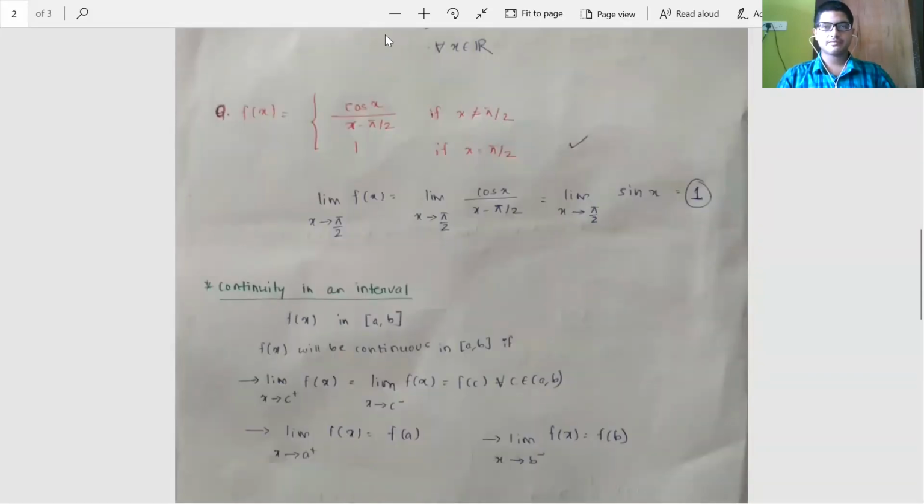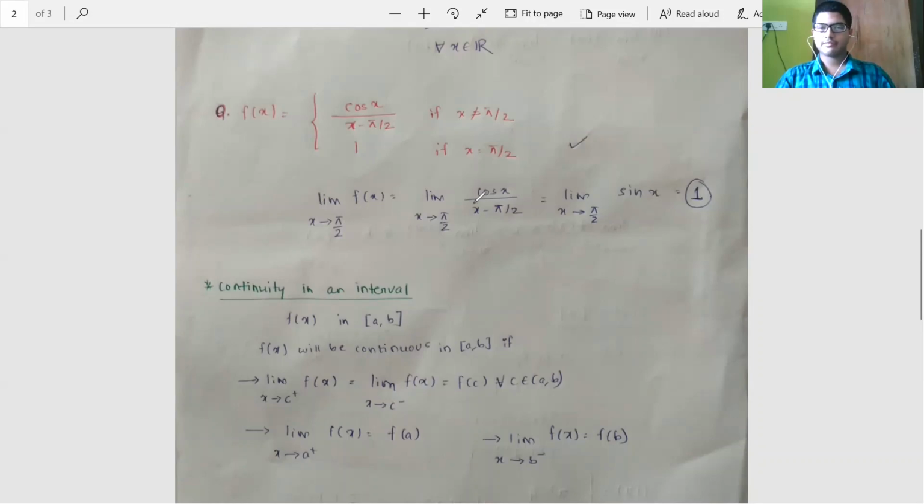Consider one question. f(x) is equal to cos x by (x minus π/2) if x is not equal to π/2, and 1 if x equals π/2. So we have to check if it's continuous or not. So what to do? We basically have to find the limit at π/2, which will signify that LHL equals RHL. So how to find the limit at π/2?